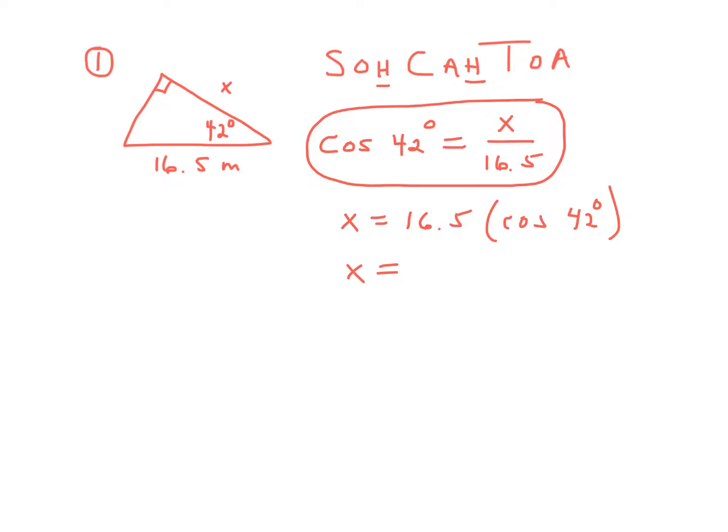You'll get x equals, now the question is how many sig figs here? The 16.5 is 3 sig figs, but the 42-degree angle, and angles are a little weird, is 2 sig figs. So we want to round our answer off to 2 sig figs because the 42 is the lesser number of sig figs, and the numbers we're plugging in here would have been our measurements. So we're going to round off to 2 sig figs here. That comes down to 12 meters.